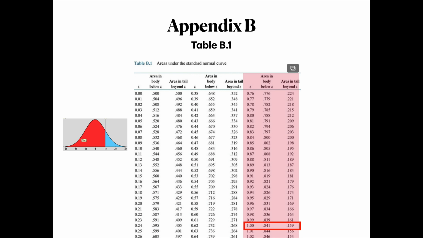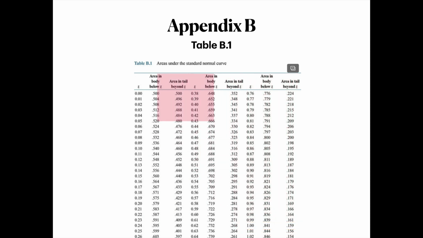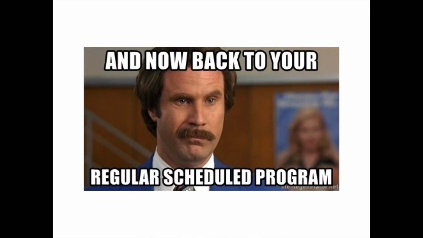And if I look to the right, the area in the tail beyond the Z is the part in blue, and that's 0.159. If I add 0.841 and 0.159, I end up with 1.0, and so I've accounted for the entire area under the curve. So that's basically how it works. You just need to keep looking at these 3 columns: Z, the area in the body below the Z, and the area in the tail beyond Z. You'll see in the lecture in the next few minutes that it lines up really well with exactly these 3 columns. So now back to your regularly scheduled lecture.